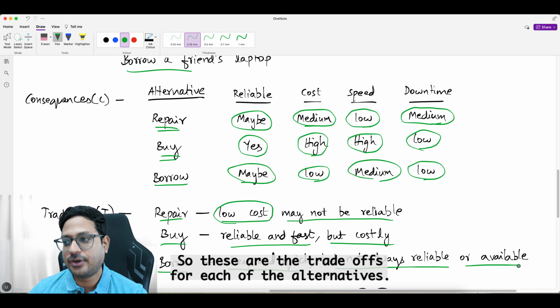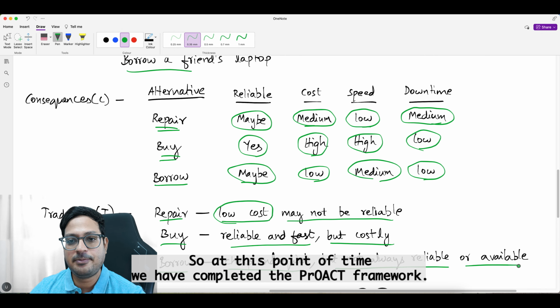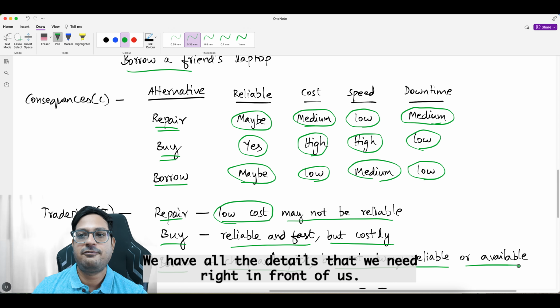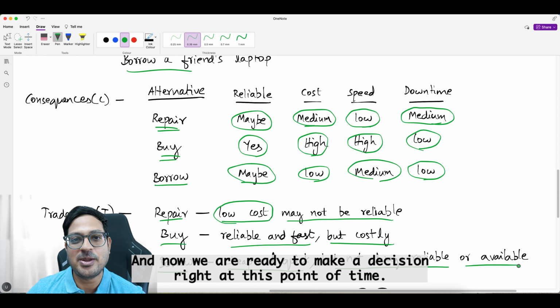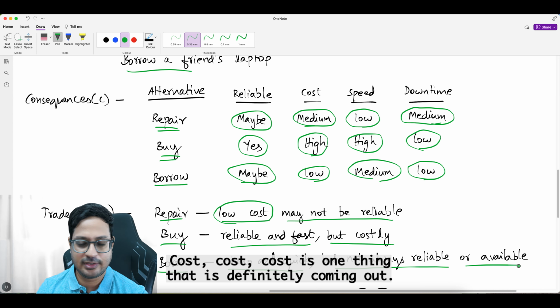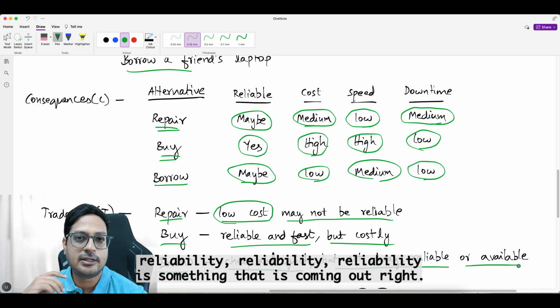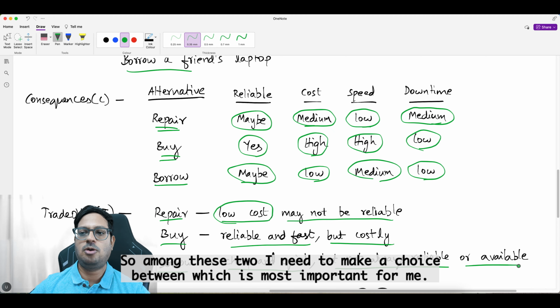So these are the trade-offs for each of the alternatives. At this point, we have completed the PrOACT framework. We have all the details that we need right in front of us, and now we are ready to make a decision. If you look at the trade-offs, cost is one thing that is definitely coming out, and reliability is something else that is coming out. Among these two, I need to make a choice between which is most important for me.